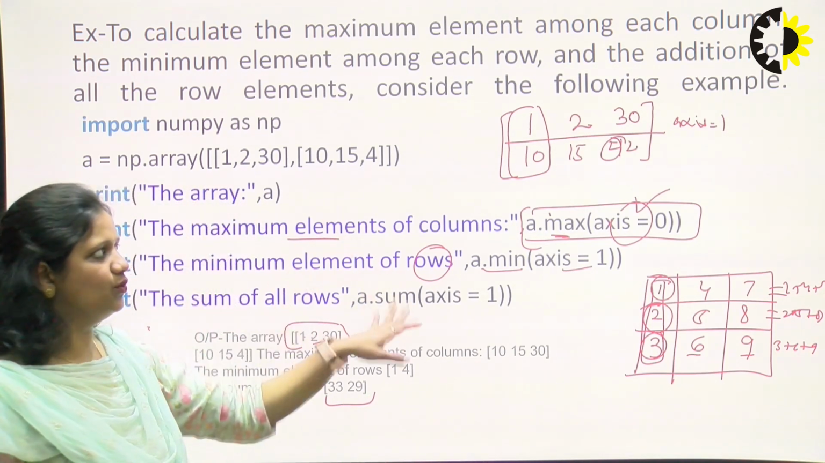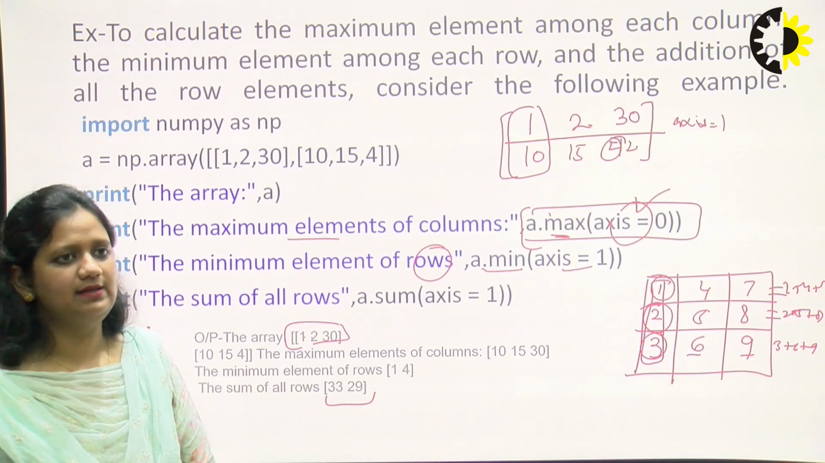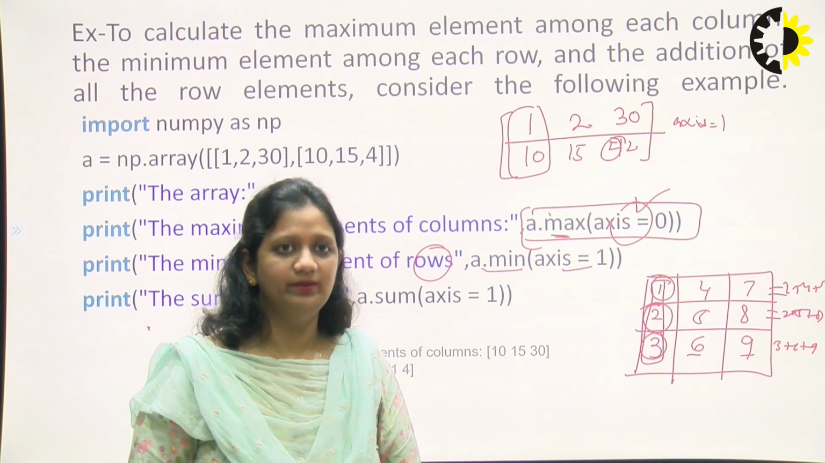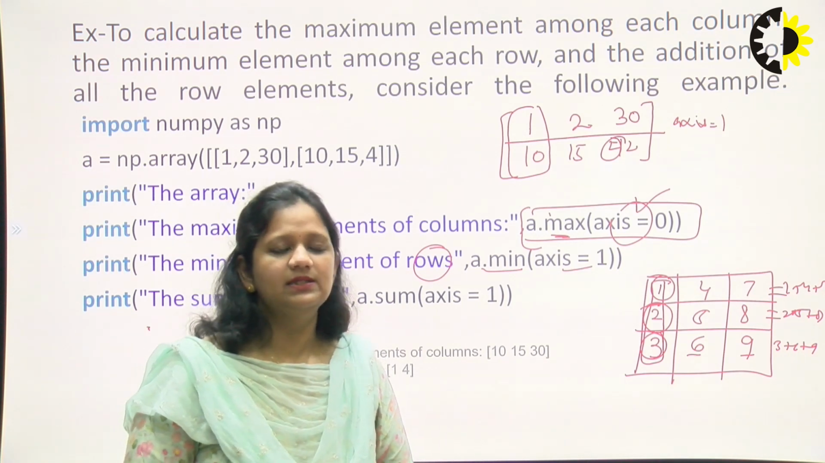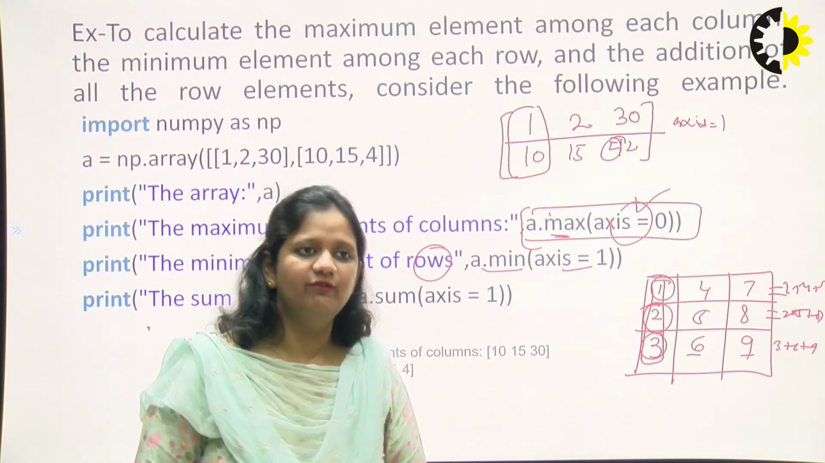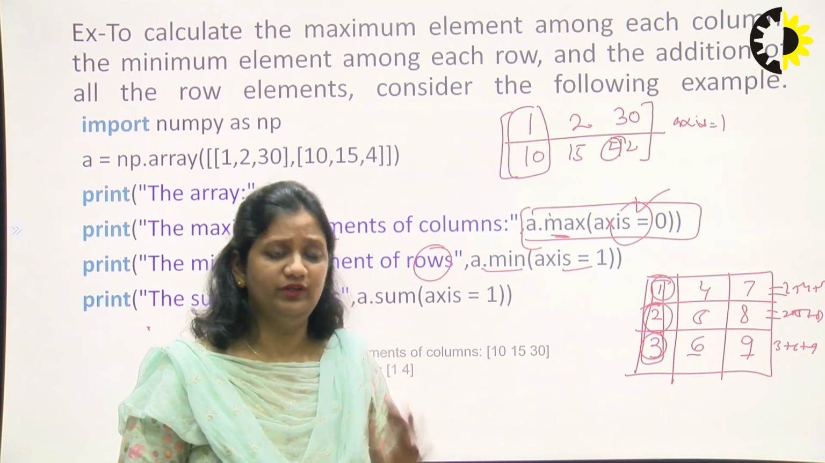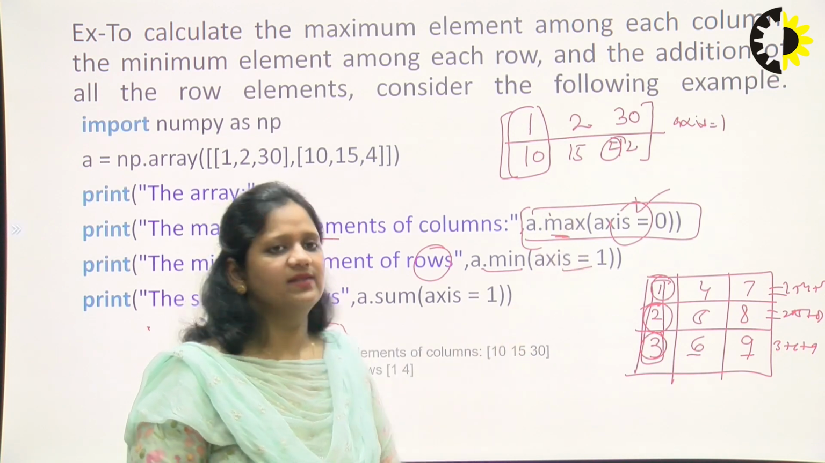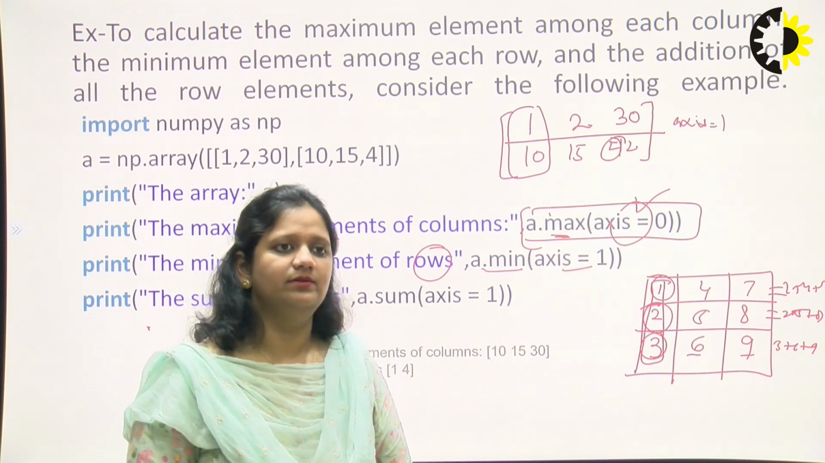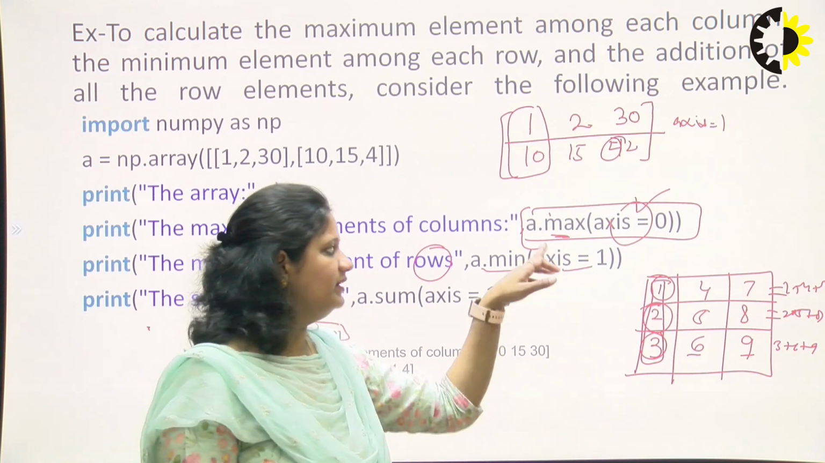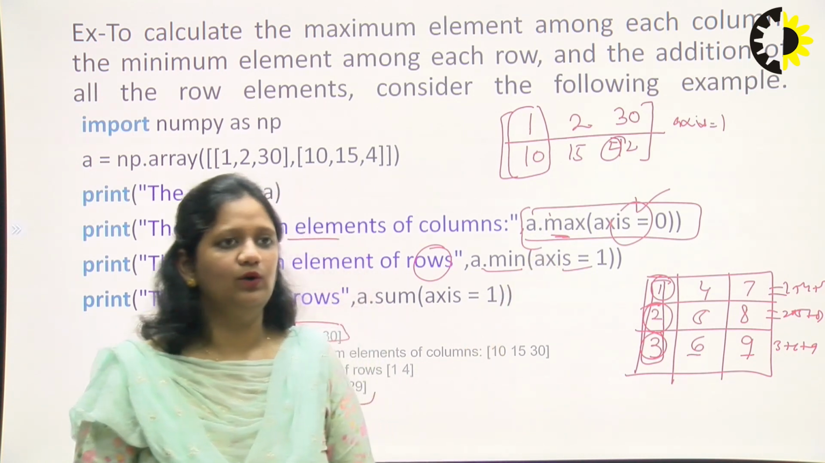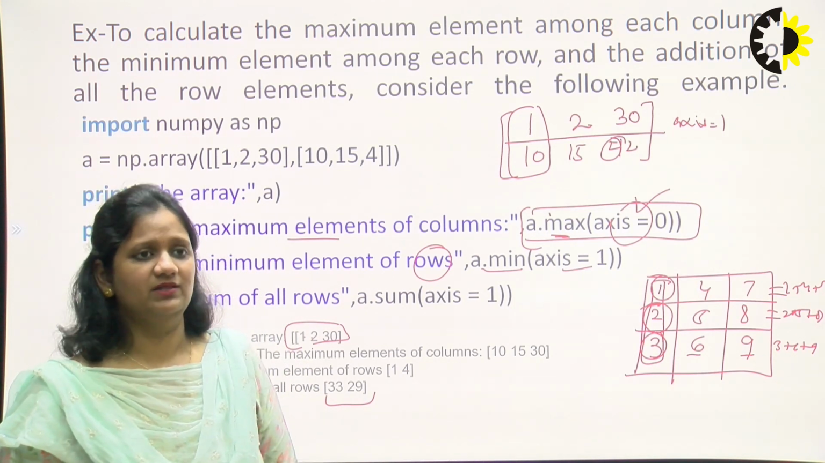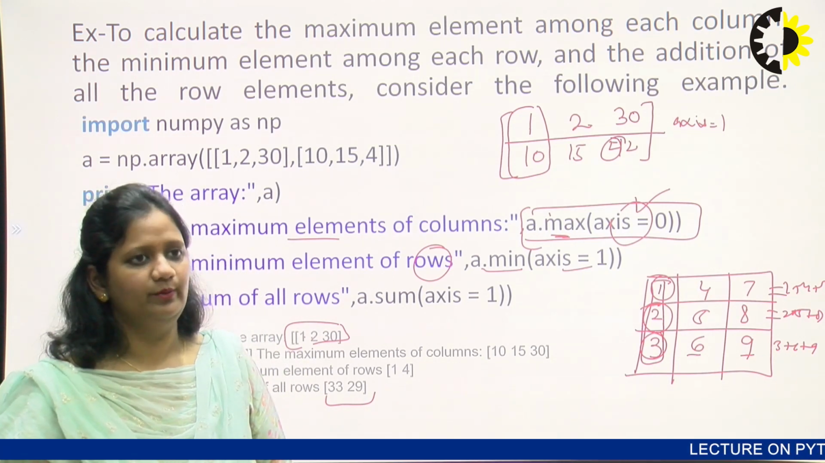So this is the code for the above example. Clear? One point that you have to remember: if we are discussing the column, whether we have to find the minimum, maximum, or whatever we have to calculate, for column we use axis=0. If we are considering the row, then we have to mention axis=1, whatever method you are using, minimum, maximum, sum, average, whatever it would be.